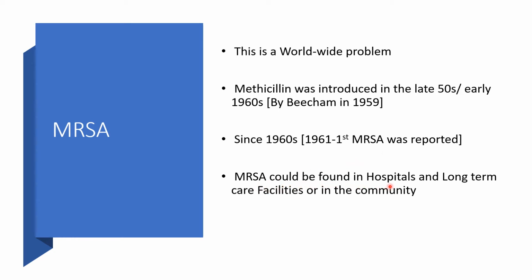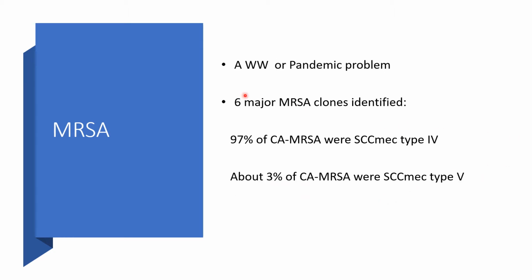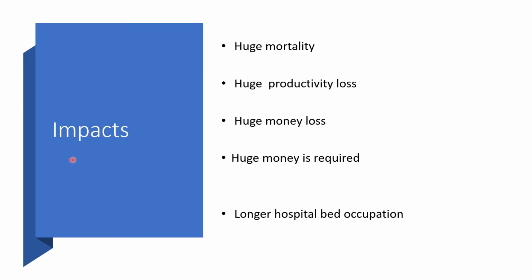MRSA could be found in hospitals. In fact, a group would bear that name, and also in the long-term care facilities or in the community, and that will form the name of another group. Like I said just a while ago, it's a worldwide or pandemic problem. There are six major MRSA clones already identified. I'm not saying the only clones identified, but six major ones. Like in community MRSA, 97% will be attributed to type 4, while 3% of community MRSA will be attributed to type 5.